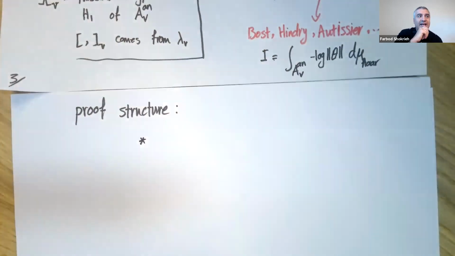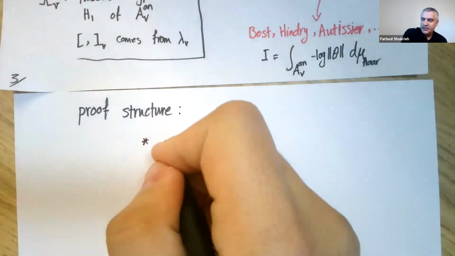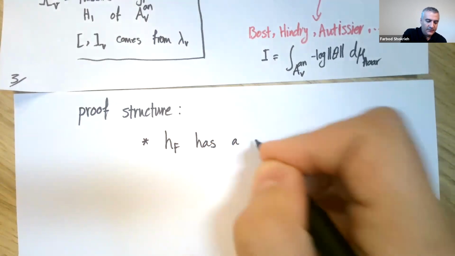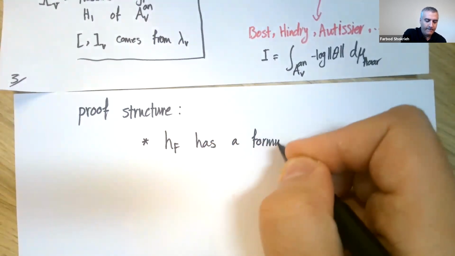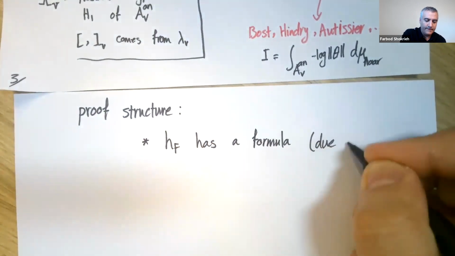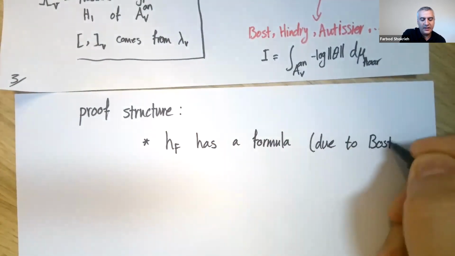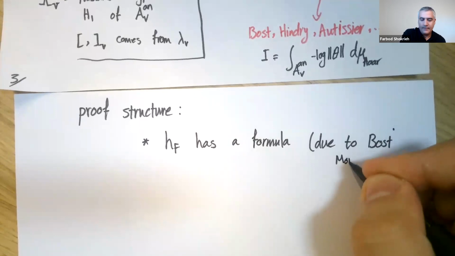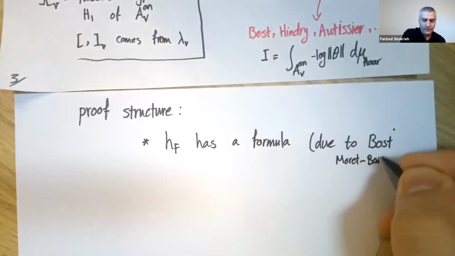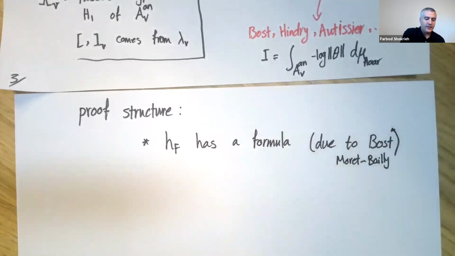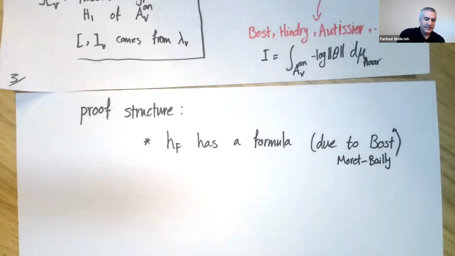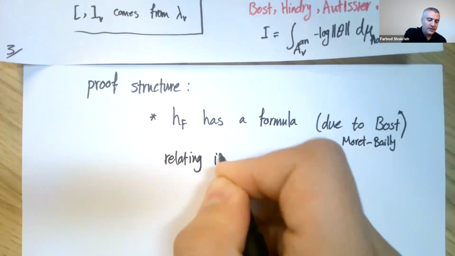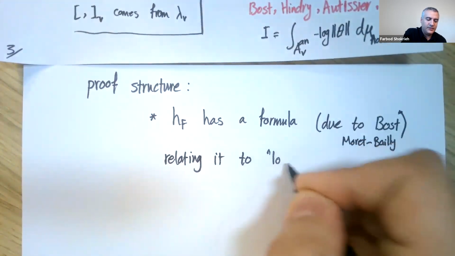So as input, we take two known facts. HF, the Faltings height, has a formula due to both building on earlier work of Moret-Bailly. Maybe I should also write that with relating it to local terms, relating it to local terms.